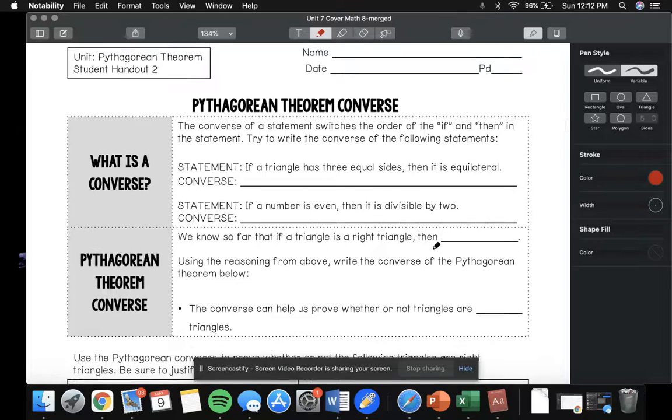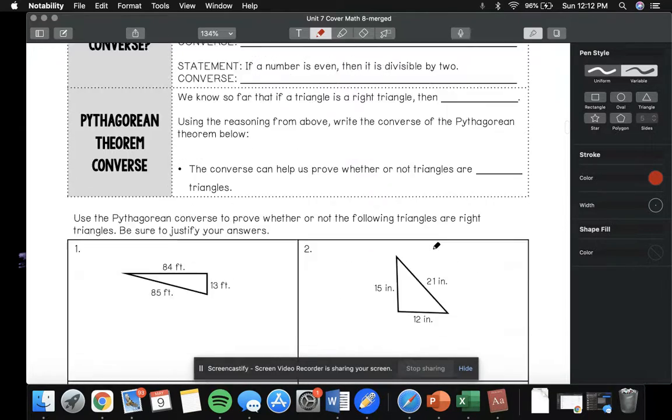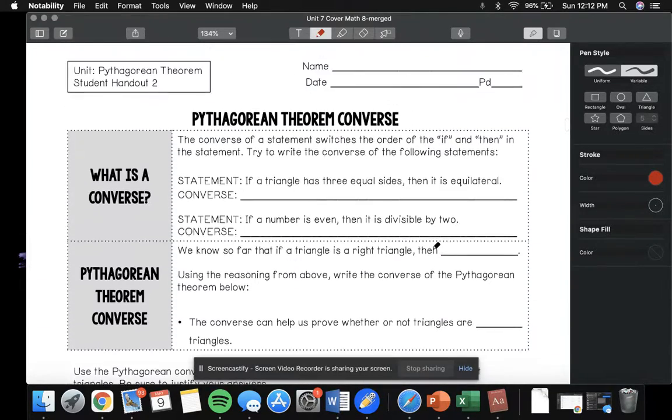Hey y'all, today we are going to talk about the Pythagorean theorem converse. So we're on pages 5 and 6 in our notes. Okay. So what is a converse? A converse is just a statement in which you switch the if and then statements, and it should hopefully still make a true statement. So we're going to test this out.